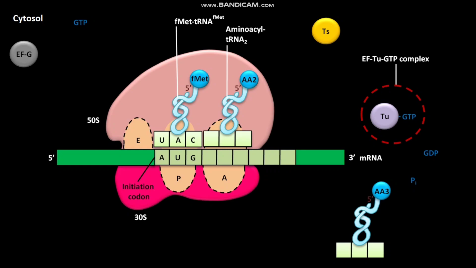In elongation step 2, the first peptide bond is formed in presence of peptidyl transferase. The peptidyl transferase is a 23S rRNA ribozyme. Means the peptide bond formation reaction is catalyzed by the 23S rRNA. The peptidyl transferase is present in the 50S ribosomal subunit of bacteria.